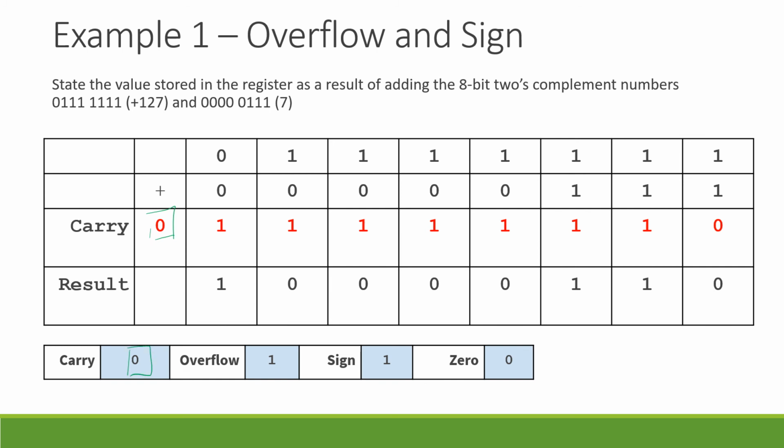We do have a problem though, because these are positive numbers. The zeros tell me there's two positive numbers added together, and in my result, my 8th bit is showing me a negative number. That means there has been an overflow. We can't add together 127 and 7 and store 134 using 8-bit 2's complement. So that situation there is an overflow, and the sign flag would both be set.